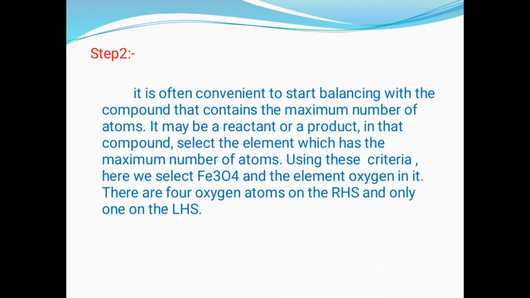Next step we will choose, first we can choose any atom to balance, but we will get more accurate results if we choose the compound that contains the maximum number of atoms. So if we see in our previous example, we have the maximum number of atoms in Fe3O4, and in that compound we will choose that element or atom which has more number of atoms. So if we see Fe, there are 3 Fe atoms and 4 oxygen atoms. So in that Fe3O4 compound we will take oxygen atoms to balance the chemical equation.